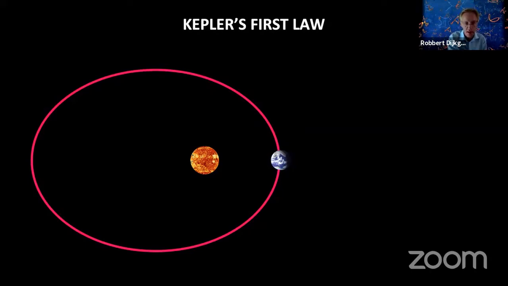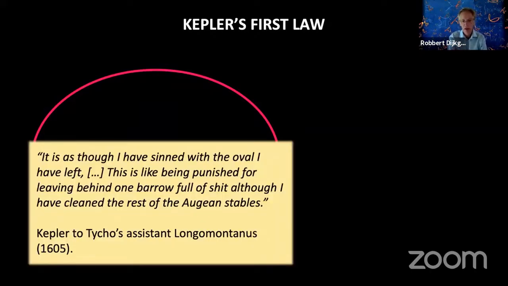And there's an interesting correspondence of Kepler with the assistance of Tycho Brahe, who of course was to a large extent a mentor of Kepler and produced a lot of the astronomical data. And he was accused of making physics ugly by introducing these ovals. And he writes back, he says, well, it's as though I have sinned with the oval I've left. It's like being punished for leaving behind one barrow full of shit, although I've cleaned the rest of the Augean stables. So, the famous metaphor of the Augean stables. So he cleaned all the messy mathematics, but he left something behind, which was the ugly shape of an ellipse.